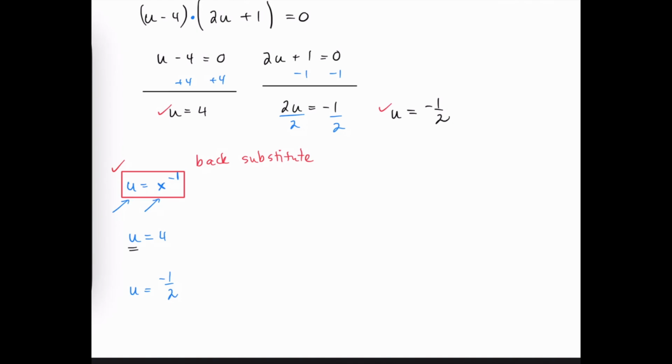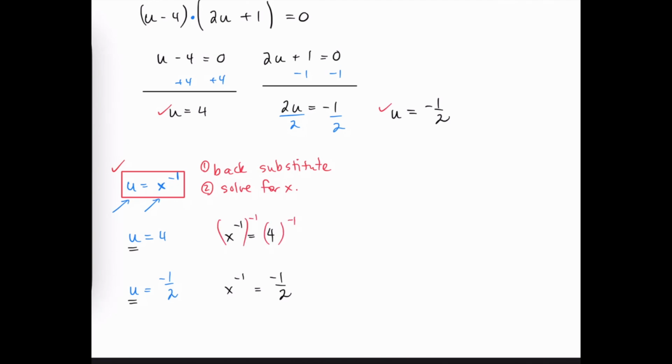So instead of saying u is equal to 4, I can replace that u with x to the negative 1 and set that equal to 4. Instead of saying u is equal to negative 1/2, I can replace the u with x to the negative 1 and set that equal to negative 1/2. So we just back substituted, and now what we're going to do is solve these resulting equations for x, the original variable. To get our x to the positive 1 power, one thing that I can do is raise both sides to the negative 1, because when I raise a power to a power, I'm going to multiply the exponents on the left-hand side, so that is going to yield x to the positive 1 on the left, and 4 to the negative 1 on the right, which is the same thing as 1/4.